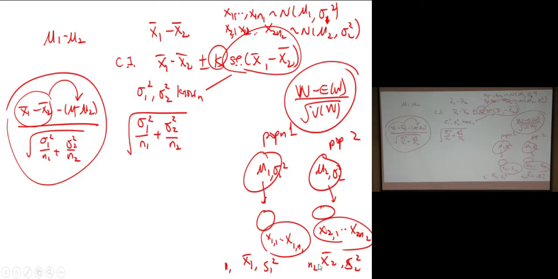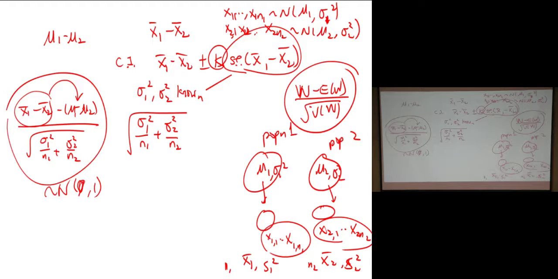All right? But if sigma 1 square and sigma 2 square are known, then we don't need S1 square and S2 square. So this will follow a standard normal. So from that, we repeat the idea just mentioned for the one sample case. We can give a confidence interval for mu1 minus mu2. All right?